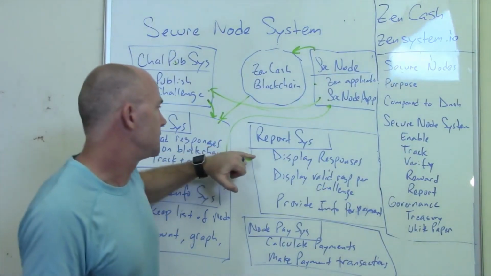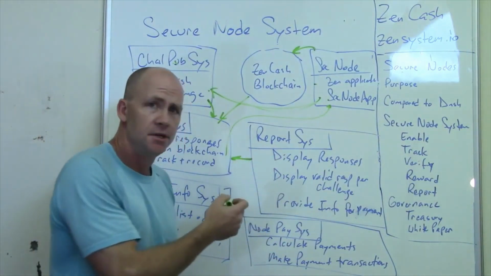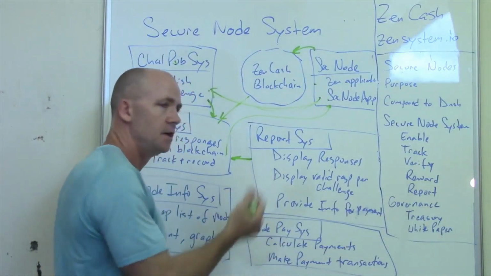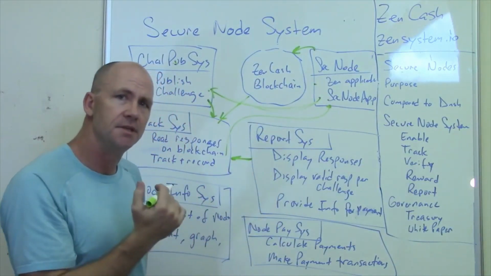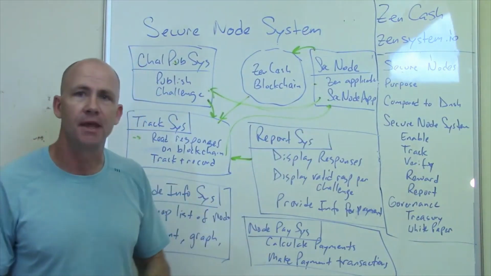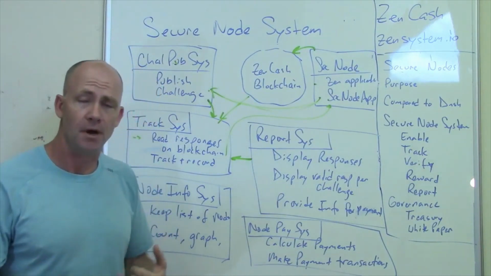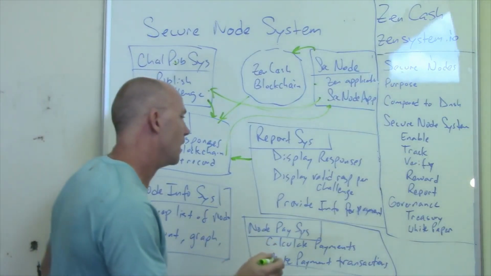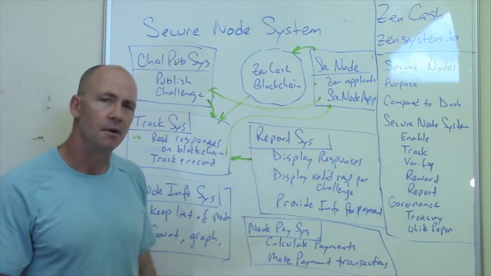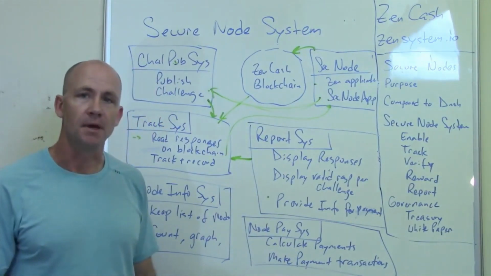So the reporting system is going to display the responses as they come in, and then check them to make sure that they're valid responses. For every challenge, it's going to list the valid responses to the challenge. One way to refer to each of these secure nodes out there is by the T address that the secure node is staked by. There are other ways to refer to the secure node as well. By tracking how many valid responses there are per challenge, this system is able to provide information for payment.